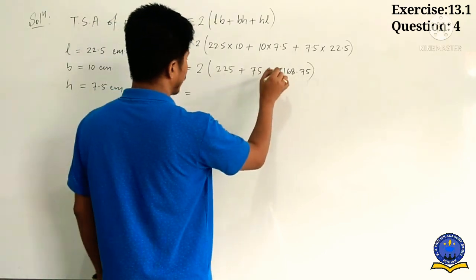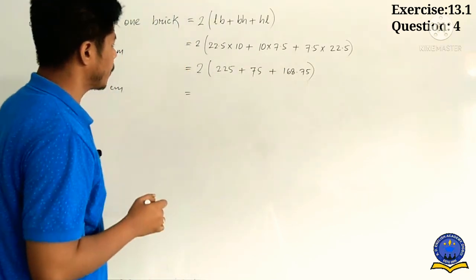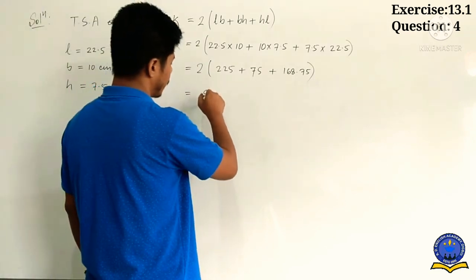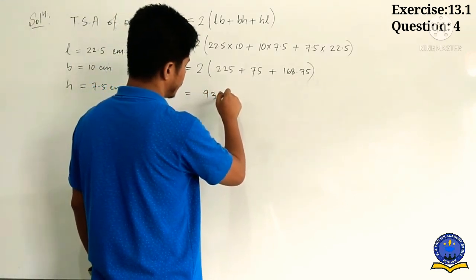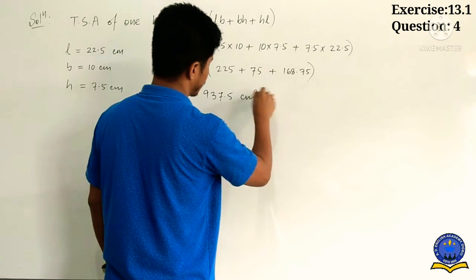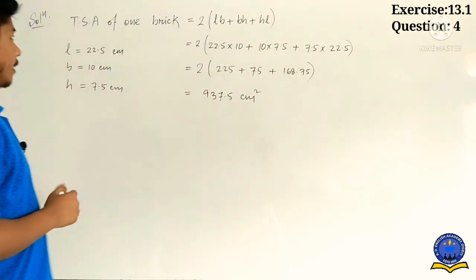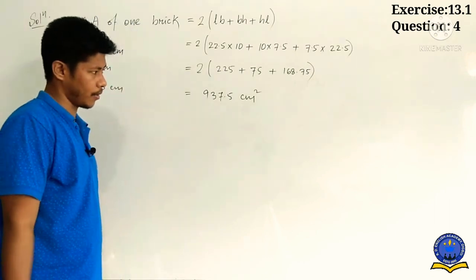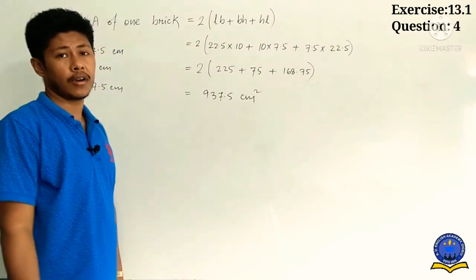Ultimately, if you add all these three results and multiply by 2, we get the answer 937.5. So after calculating this, we get 937.5 centimeter square. That means the area of one brick equals 937.5 centimeter square.